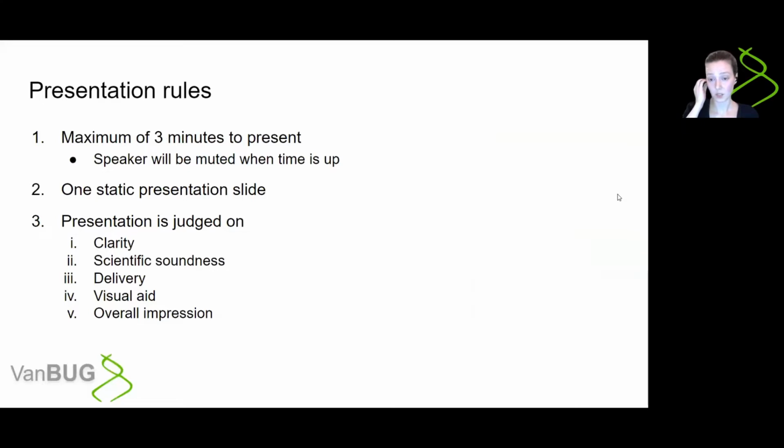How this presentation is going to work is that every speaker has a limit of 3 minutes to present, and then they will be cut off at the end of those 3 minutes. They're going to have one static presentation slide, so don't judge them for flashy animations or videos, because we didn't let them put anything like that in there. And then we have 2 judges who will be judging on clarity, scientific soundness, delivery, the use of visual aid, and overall impression. You can use the same criteria to evaluate as well if you would like.